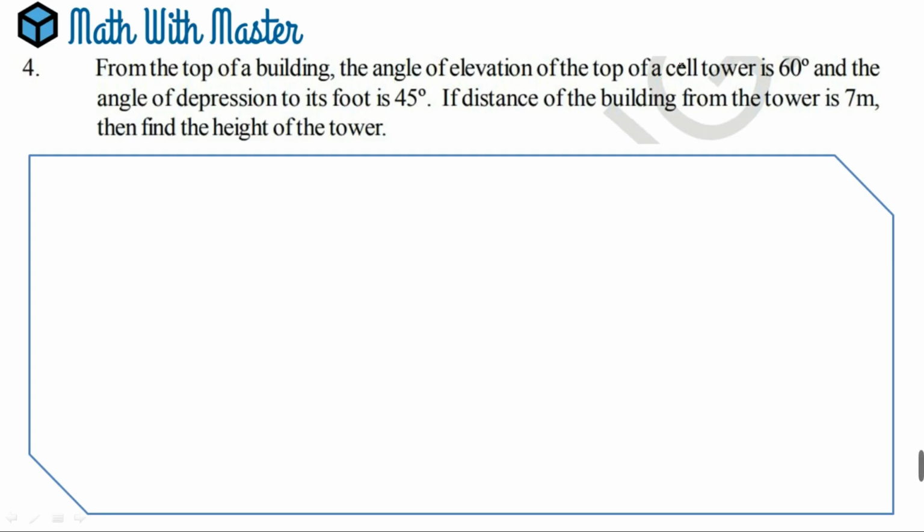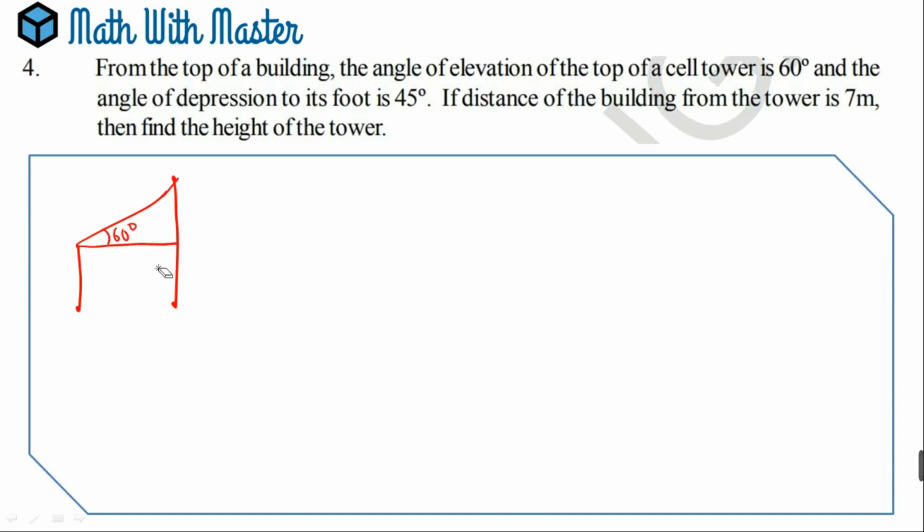So there is a building and there is a tower, and from the top of the building, the angle of elevation of the top of a cell tower is 60 degrees. So now here a horizontal line, and the angle which it is forming here is 60 degrees.